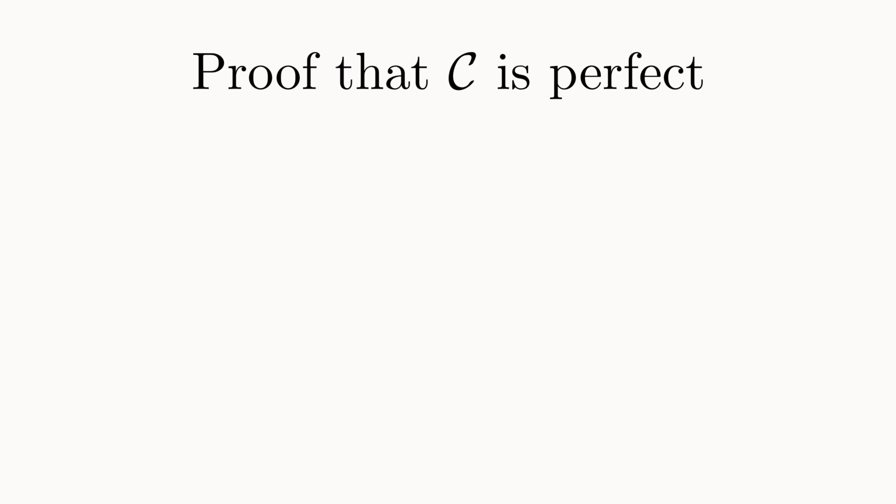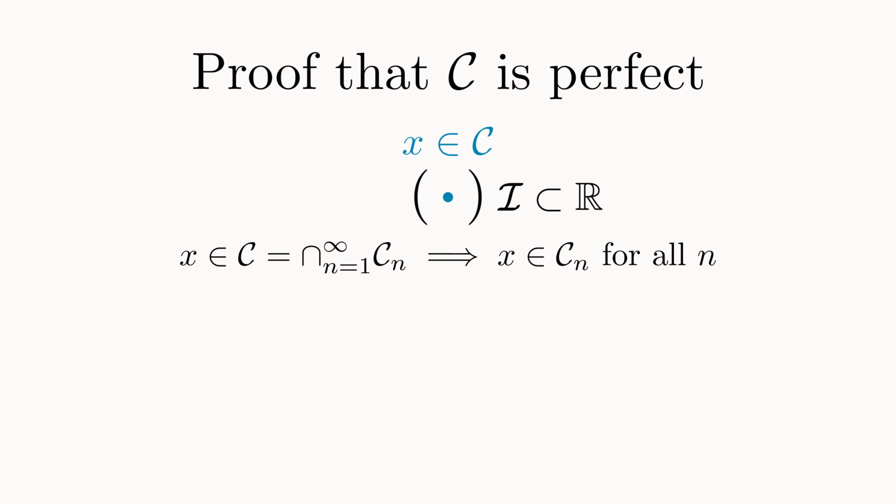We already know that C is closed. Let's start by taking an arbitrary point x in C. Then we'll consider any open interval around x. We'll call it I. Now remember, since the Cantor set is nowhere dense, this interval is a subset of R, not C. Additionally, since x is in C, then by definition, it's in the intersection of all the C_n going from n equals 1 to infinity.